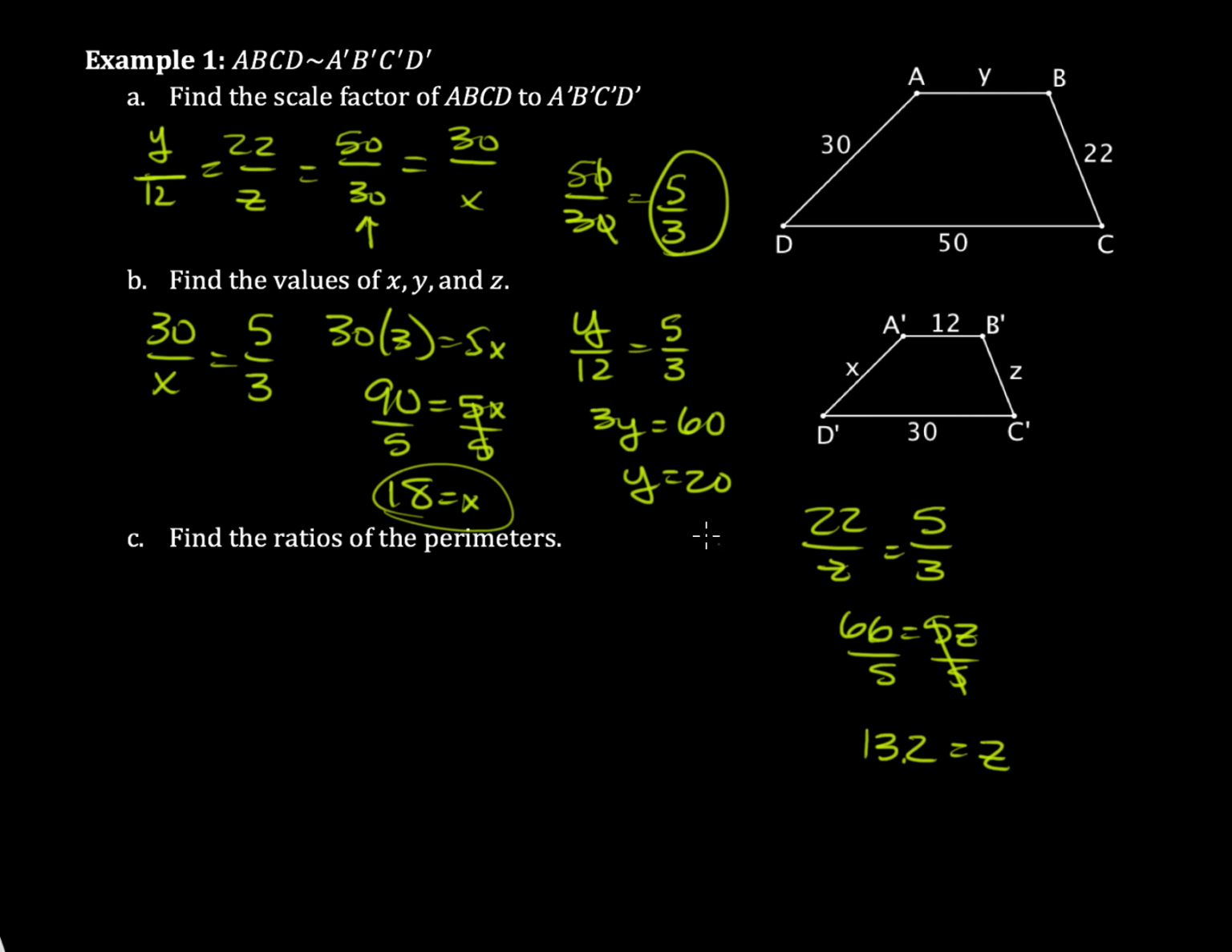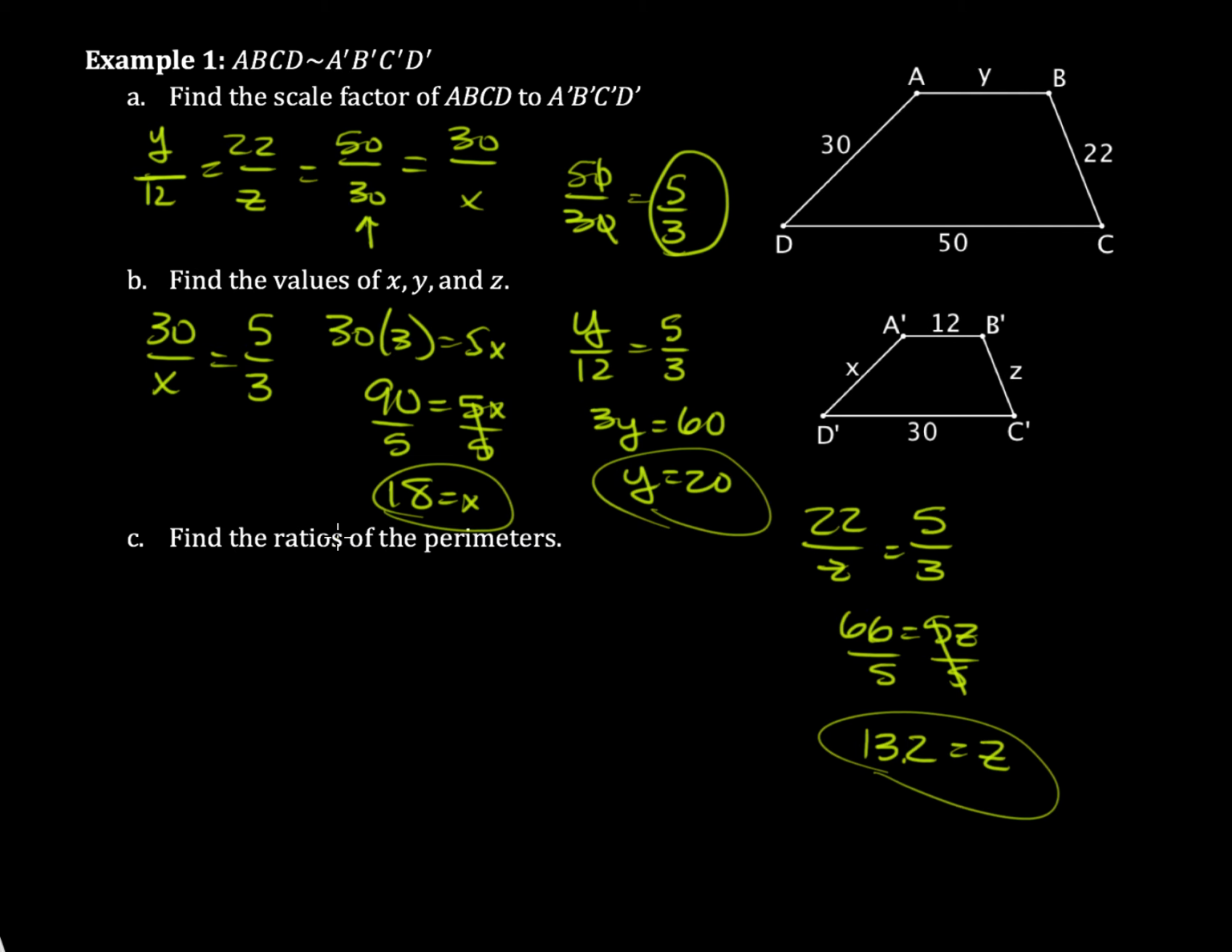So I got an 18 for my x, a 20 for my y, and a 13.2 for my z, and I did that all using the scale factor. The scale factor is what every one of these ratios of corresponding sides should reduce down to. They should all reduce down to the same thing, 5 over 3. Now it wants me to find the ratio of the perimeters.